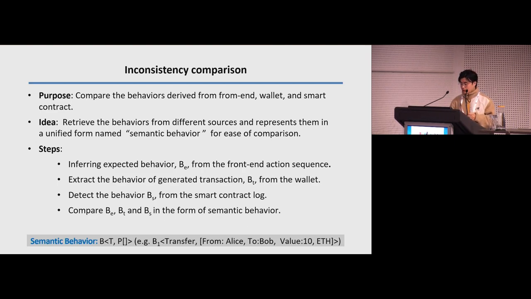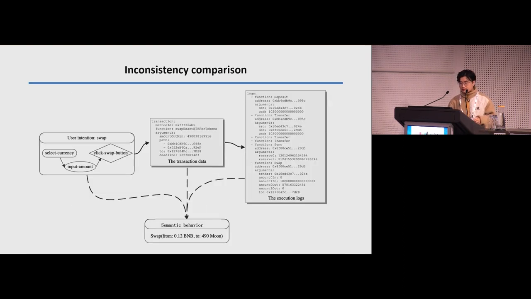it is a tuple. The first item is its type, that is, what we want to do with the DApp. And the second is a list. It denotes the parameters used to use the DApp. And here is an example.